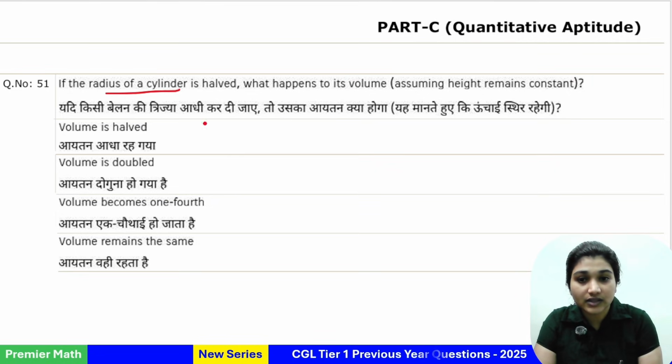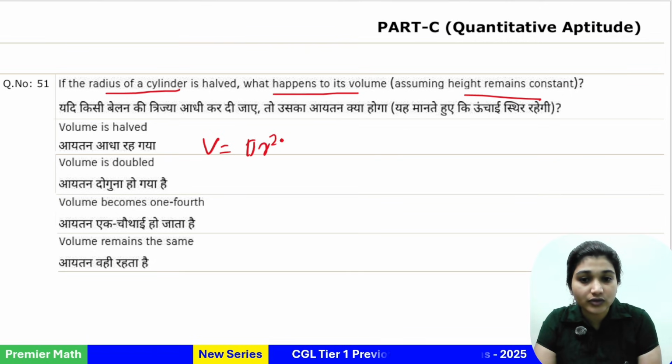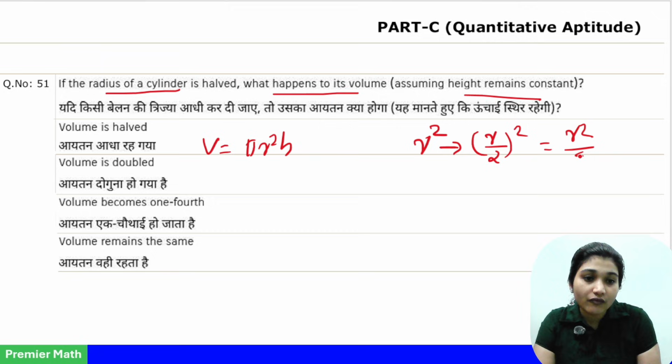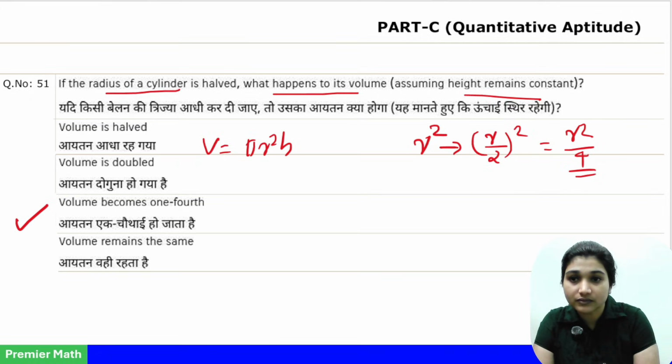If the radius of a cylinder is halved, what happens to its volume, assuming height remains constant? Volume of a cylinder is pi r square h. So here r in this volume is in the form of r square. So when the radius is halved, volume will become 1 by 4th of it. R square by 4, 1 by 4 of it. Option 3 is your answer.